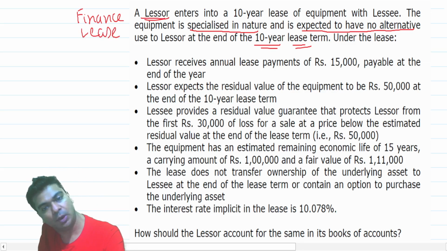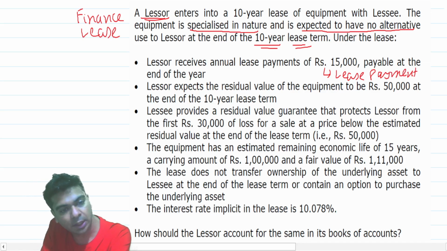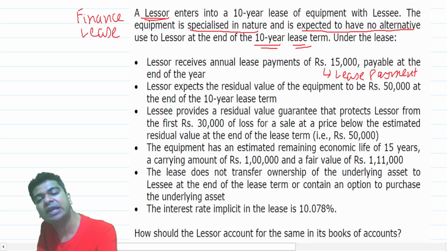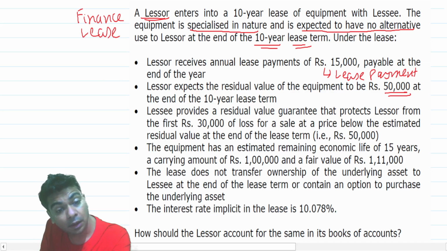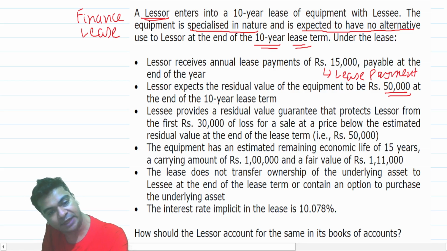Lessor receives annual lease payments of rupees 15,000 payable at the end of the year. So lease payments of 15,000, remember this will be a part of the lease payment. Fixed payments are a part of the lease payments. Lessor expects the residual value of the equipment to be rupees 50,000 at the end of the 10-year term. Lessee provides a residual value guarantee that protects the lessor from the first rupees 30,000 of loss for a sale at a price below the estimated residual value at the end of the lease term, that is rupees 50,000.